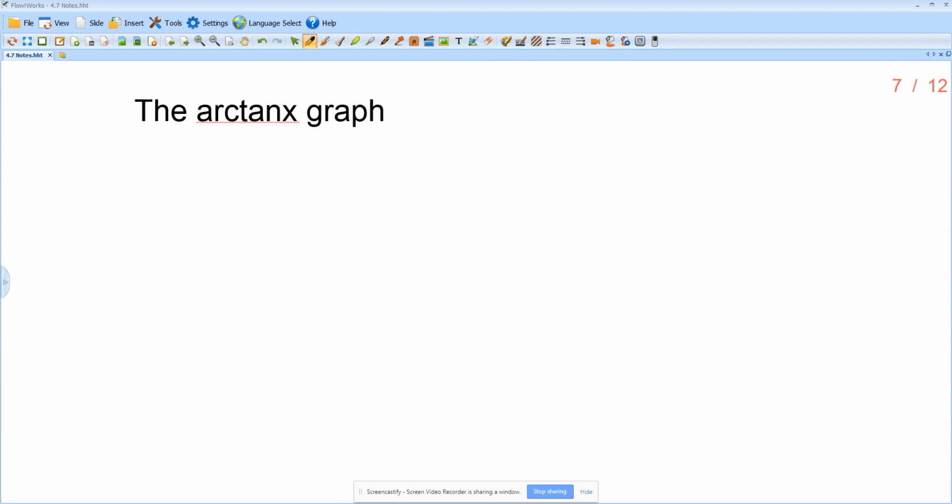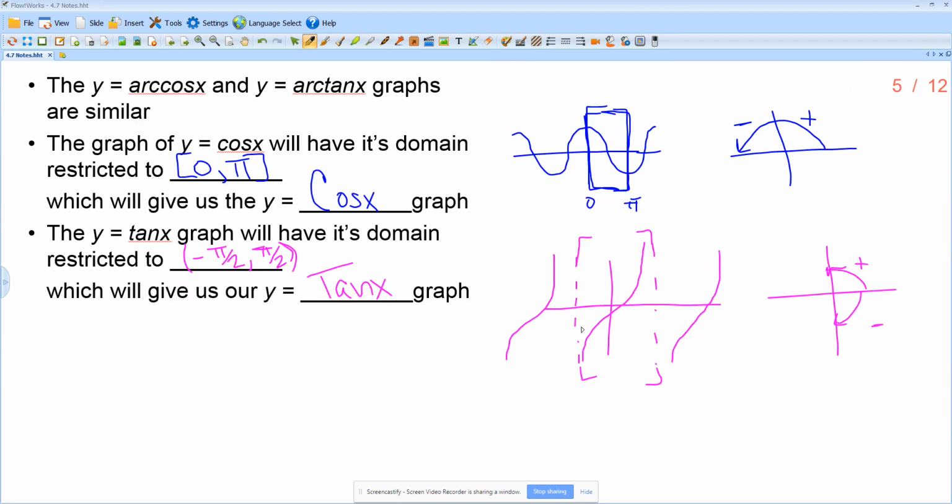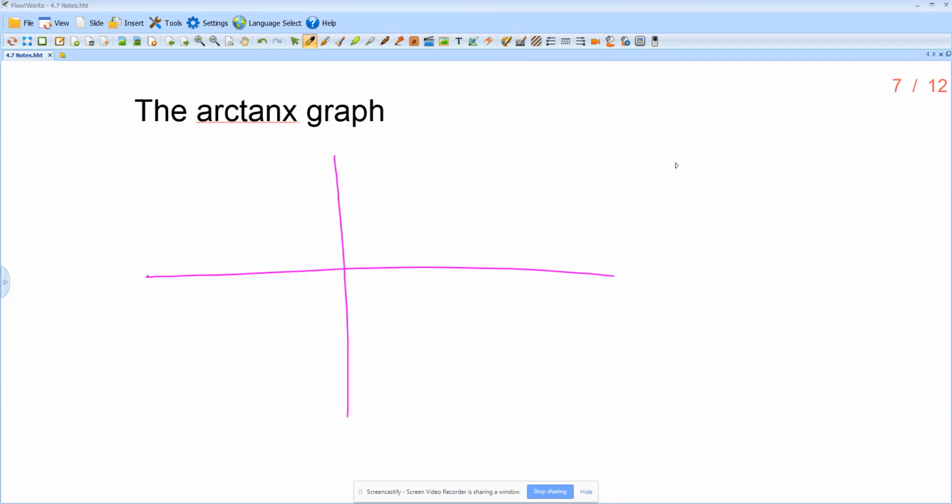Arctangent graph. So I'll change the color to pink because that's what I did arctangent in. So once again, if we're going back to thinking about tangent, the domain of tangent was negative pi halves to pi halves. You know, when we looked right here, this was negative pi halves to pi halves. If that was the domain of tangent, it will be the range of arctangent.